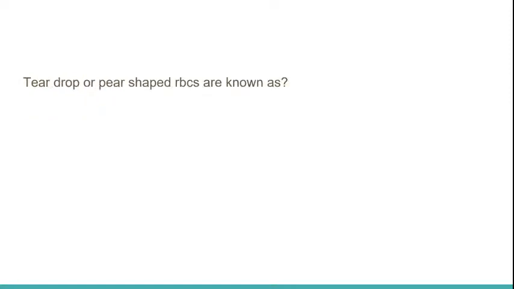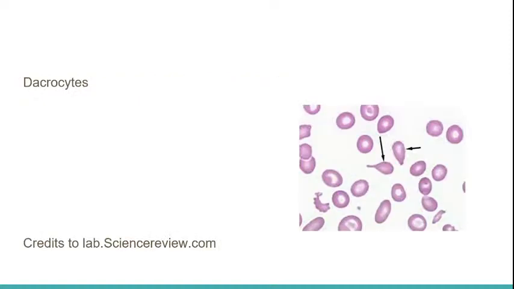Now let's talk about teardrop cells and pear-shaped cells. This is what you call dacrocytes. Okay. Again, this is from lab.sciencereview.com, and this is what they look like. This one looks like a pear.